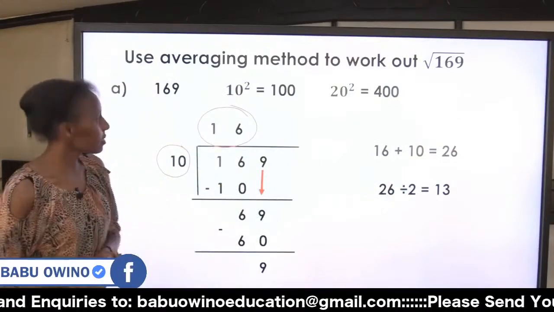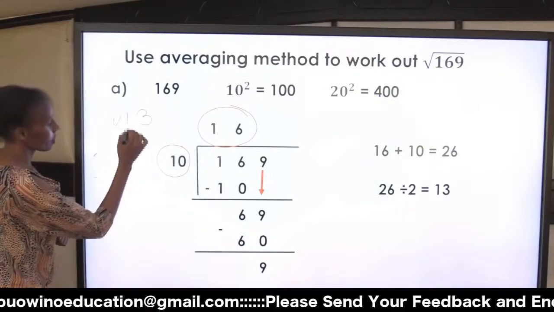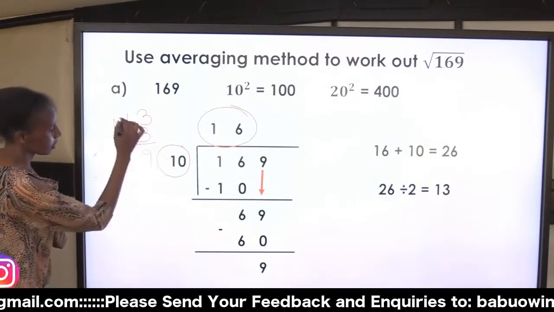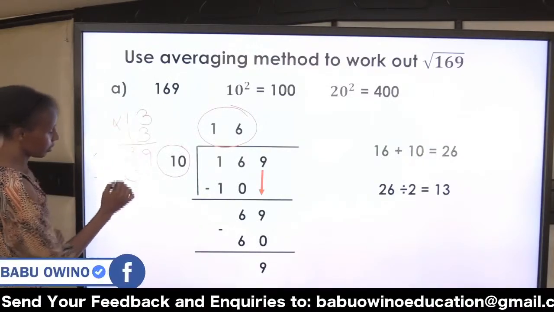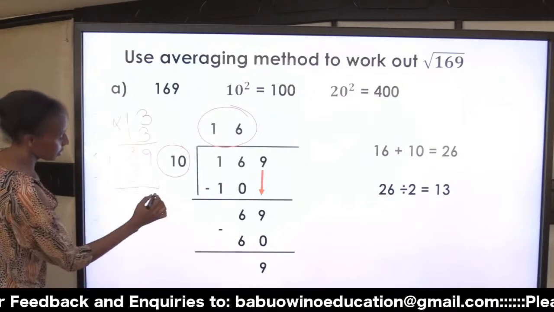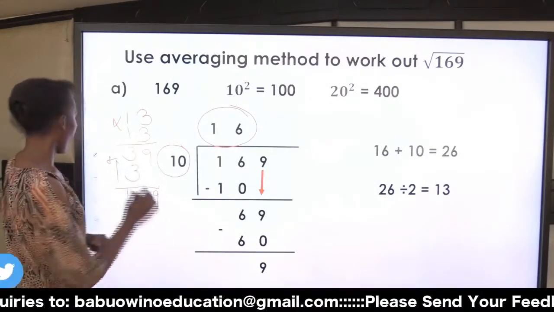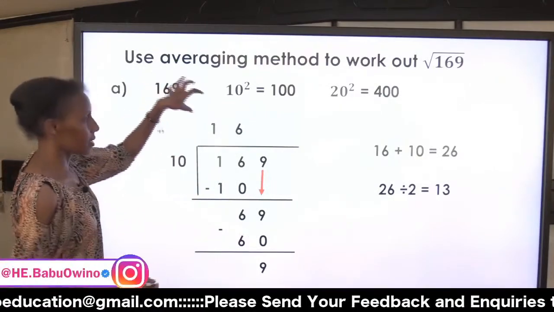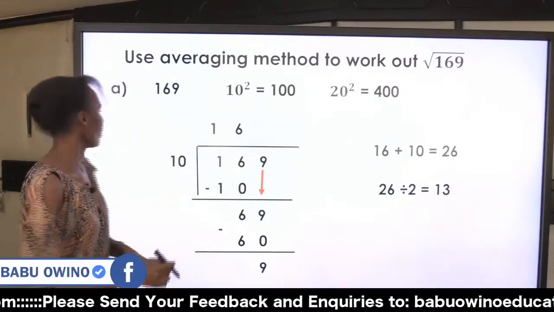Can we try if that's the square root? 13 times 13: 3 times 3 you get 9, 3 times 1 you get 3, you get 3, you get 1. Let's add 9, 6, and 1. So we have just found the square root of 169 using the averaging method.